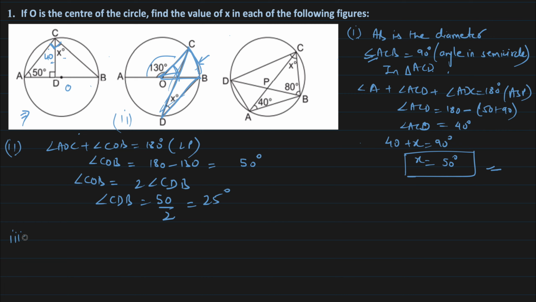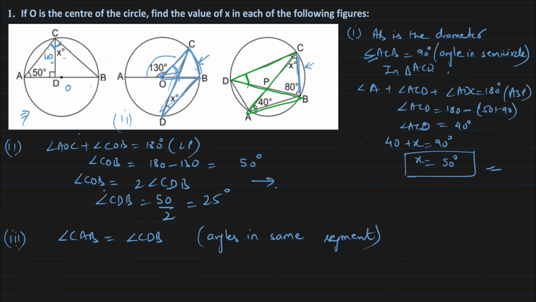Okay, now the third one. CB is the arc or chord, you can say here. This chord is making an angle of 40 degrees here, and the same chord is making this angle here. So I can say that these two angles are equal. Reason being CAB equals CDB, angles in the same segment. Here I have not written the reason for the bigger one because this is a 1 mark kind of question. When it's a 2 or 3 marker, we will write it down.